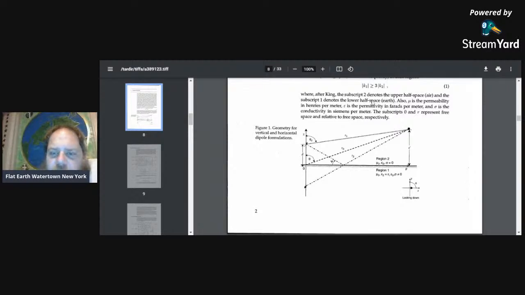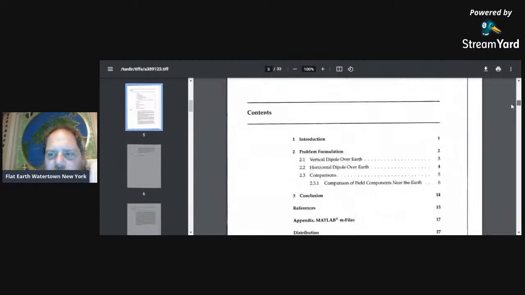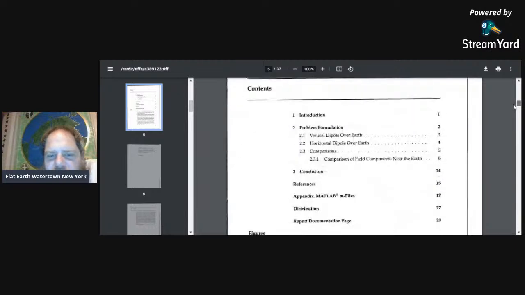So they even describe space here. The lower half of space is Earth, and the upper space is air. Hmm. Funny how they don't talk about the vacuum of outer space. Huh? Where's that? Where's the vacuum of outer space? Context.